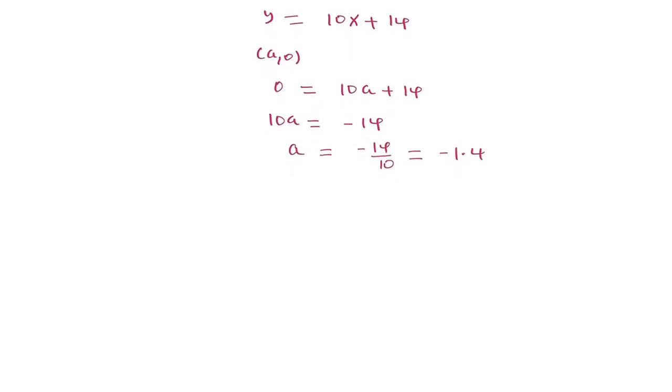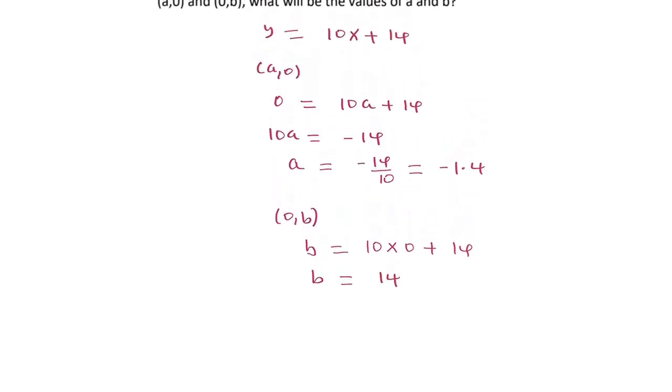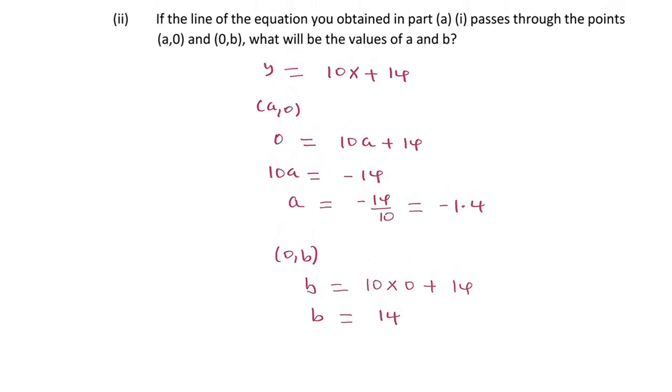Okay, so our next point is (0, b). We are going to substitute x for 0 and y for b into our equation. Then we are going to have b equals 10 times 0 plus 14. Solving this, we are having b equals 14. And those are the values for a and b required.